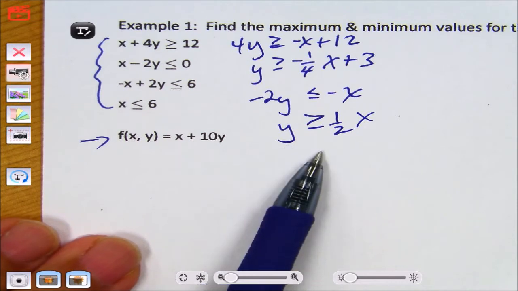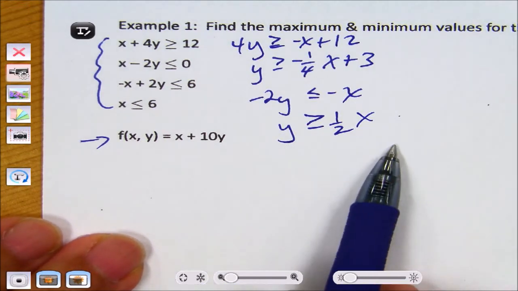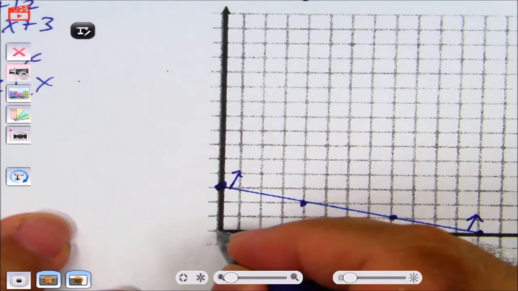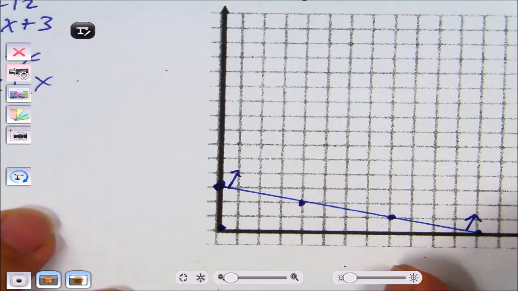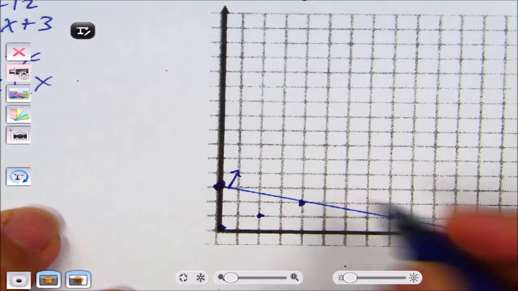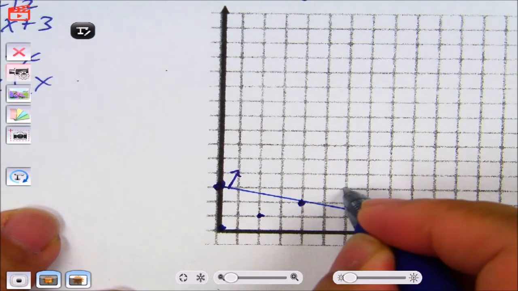Alright, let's graph this one. So that has a y-intercept of what? 0. 0. So I start at 0, and I have a slope of positive 1/2. So I'm going up 1, right 2, up 1, right 2, up 1, right 2.